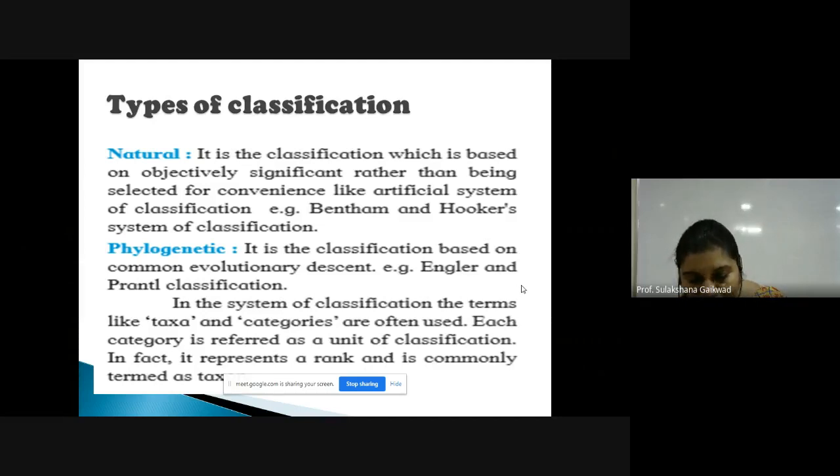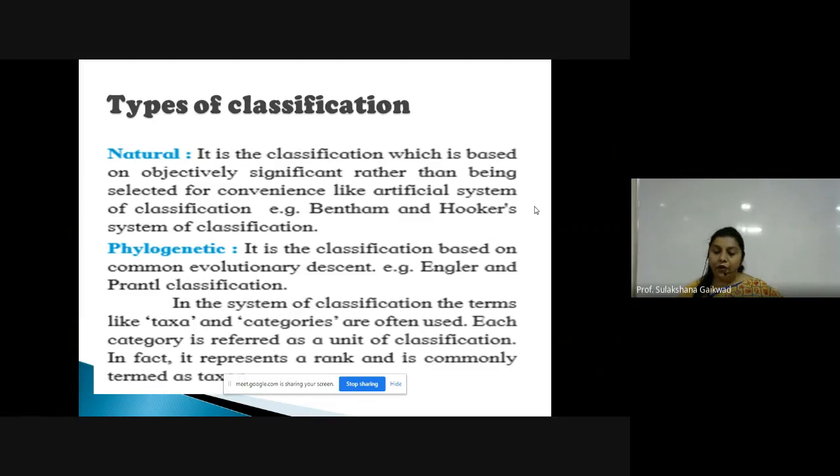There are some more types of classification. Before that, we'll just read this part. In the system of classification, terms like taxa and categories are often used. Each category is referred to as a unit of classification. In fact, it represents a rank and is commonly termed a taxon. What are we saying? In the system of classification, the terms taxa and categories refer to a unit of classification.